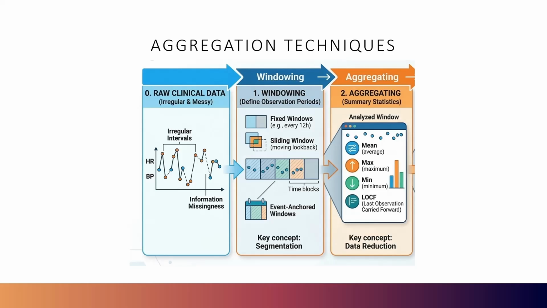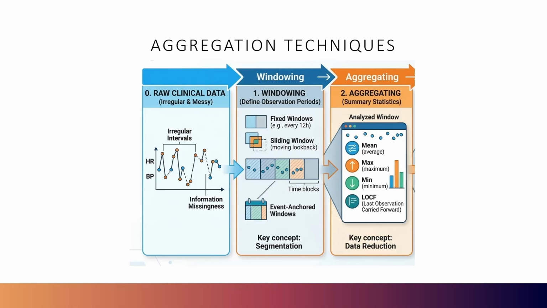Once we have defined our window, we must summarize the data within it. We have raw data points, but we need single values, the features. This is aggregation, a key data reduction technique. Traditional statistical aggregators like mean or median are useful baselines, but they can mask critical signals used for clinical practice. In medicine, the extremes often tell the best story.